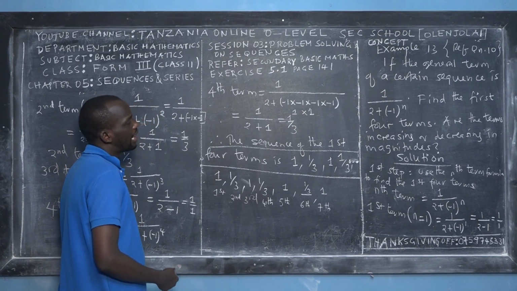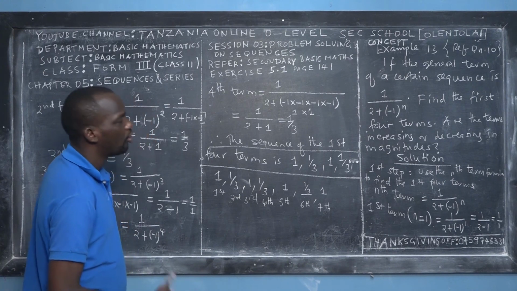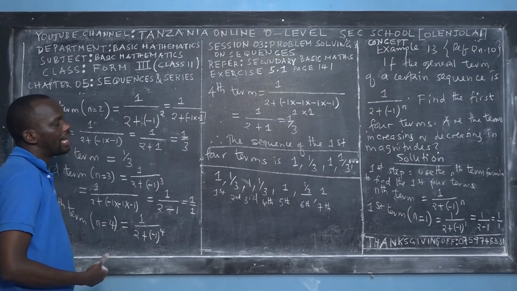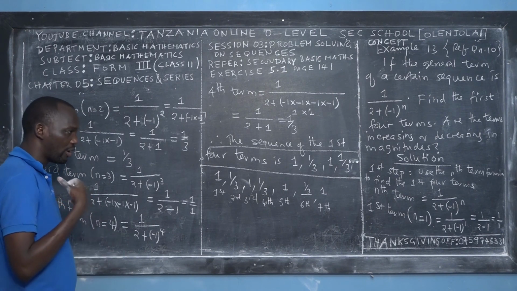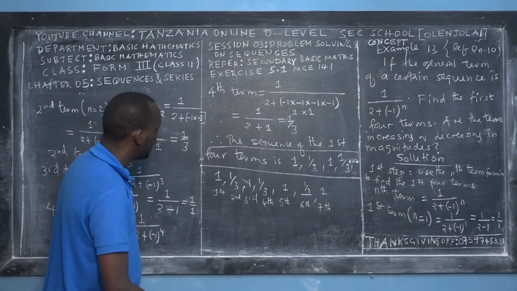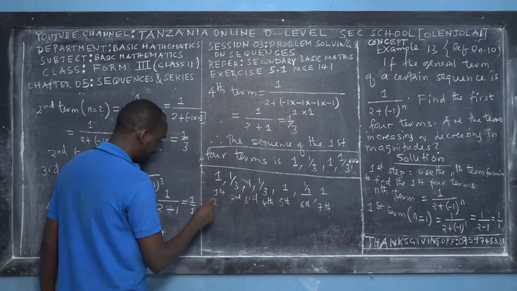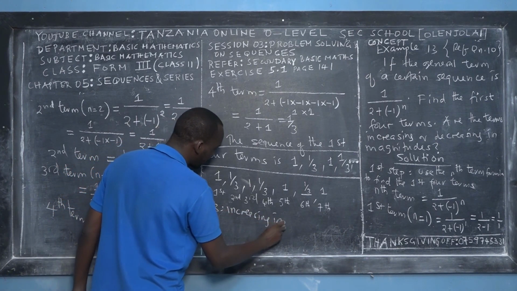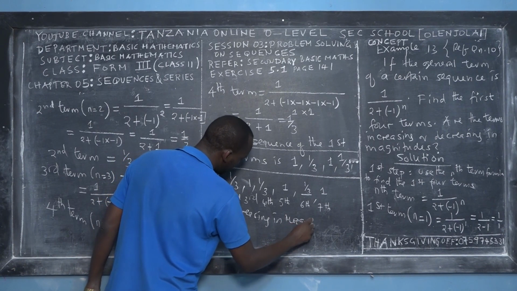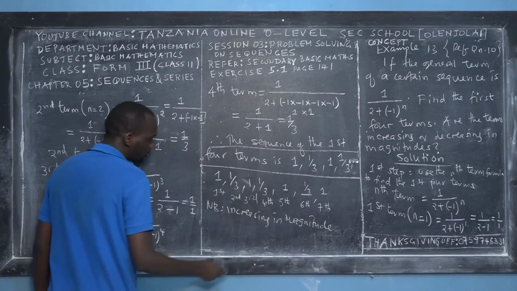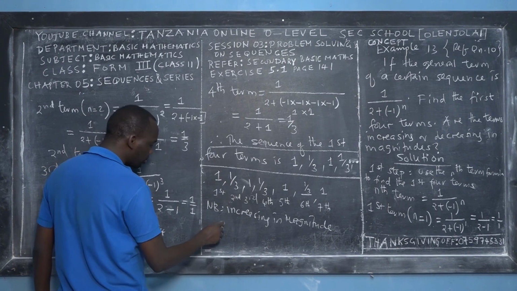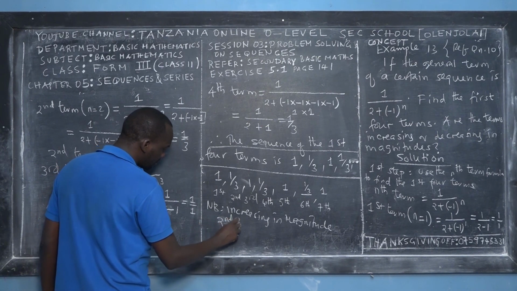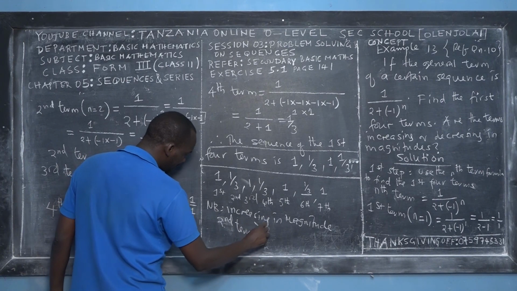Are the terms increasing in magnitude or are the terms decreasing in magnitude? So we say that the terms are neither increasing nor decreasing in magnitude. If these terms were increasing in magnitude, it means that, just notice for increasing magnitude, if the sequence has terms which are increasing in magnitude, then the second term, for example, should be greater than the first term.